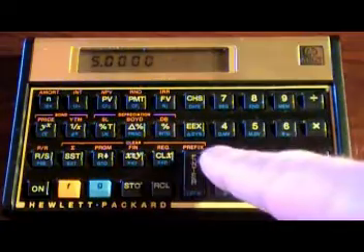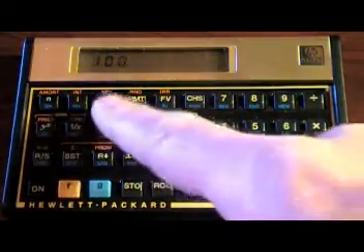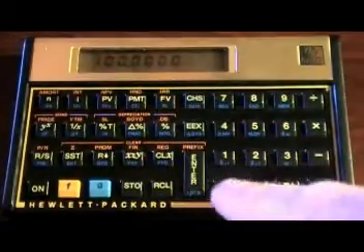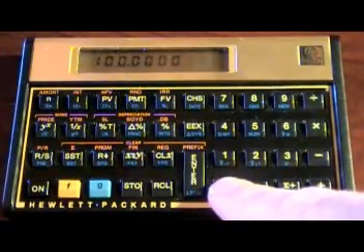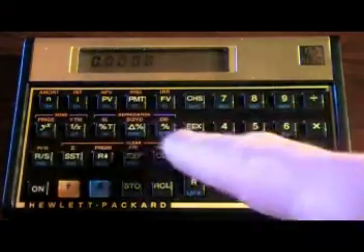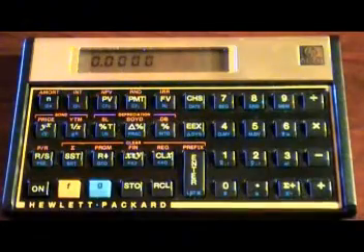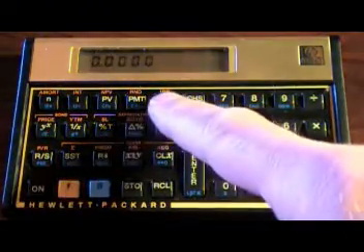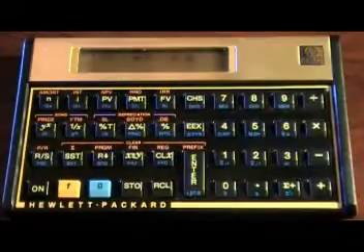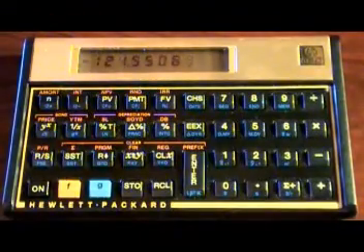Our initial deposit was 100, so 100 present value. Again, we don't have any payment, so 0 payment. And then we're solving for the future value, so we hit the FV button to get our answer of 121.55.